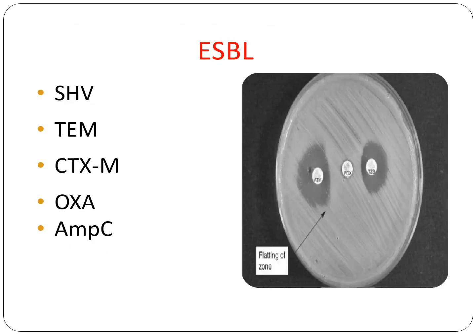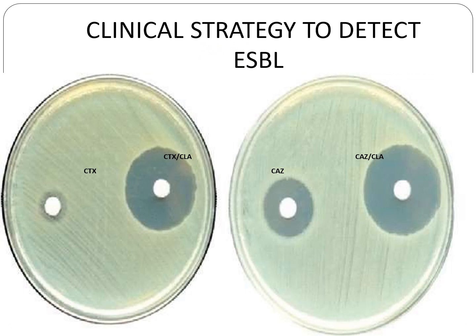ESBL, that is extended spectrum beta lactamase, may be because of SHV, TEM, CTX-M, OXA, AmpC. There are strategies to detect ESBL, as we can see from the present slide, where cefotaxime and cefotaxime plus clavulanic acid, when used in combination, can help us to detect the extended spectrum beta lactamase. An increase in zone of more than 5 mm when used in combination helps in detection of the ESBL.